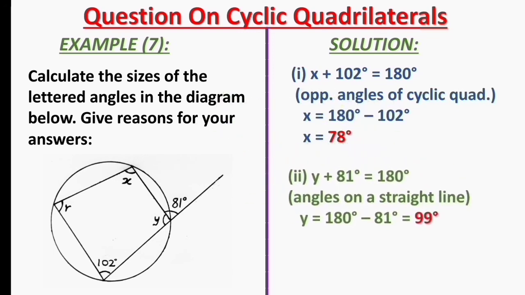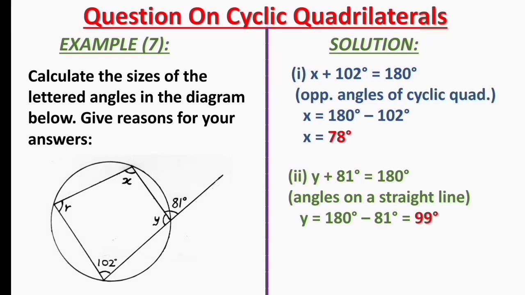To solve for y, from the diagram, we can see that angle y and angle 81 degrees are angles on a straight line. That means angle y plus angle 81 degrees should be equal to 180 degrees. Angles on a straight line. Solving for angle y, we are going to have angle y to be 99 degrees.